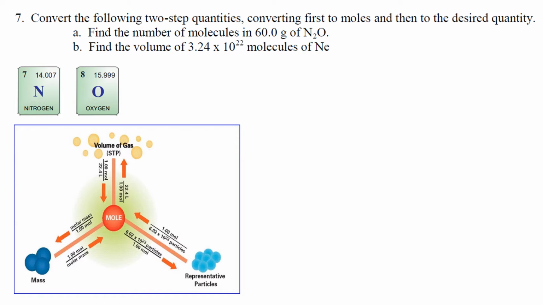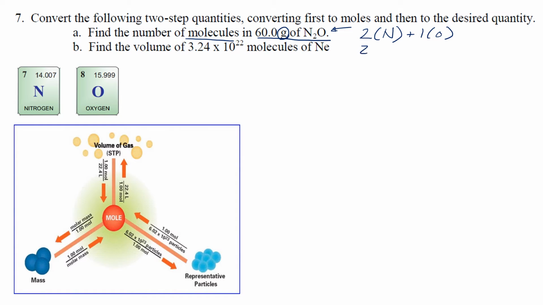Let's do part A. It wants us to find the number of molecules, and our given is 60 grams of dinitrogen oxide, N2O. The first thing we have to do is find the molar mass, grams of N2O. We need the molar mass of N2O, which has 2 nitrogens and 1 oxygen.